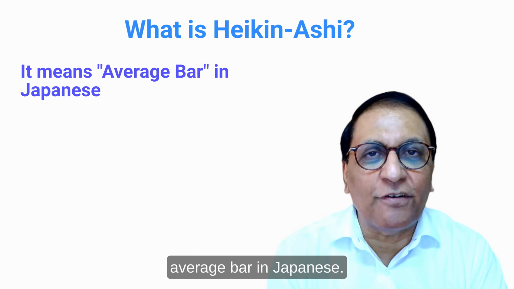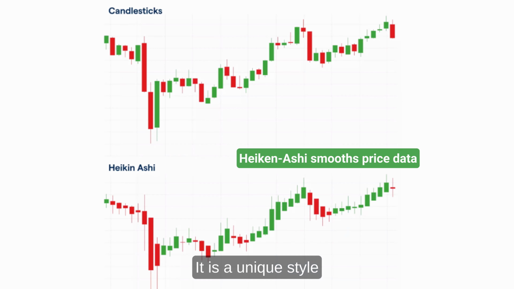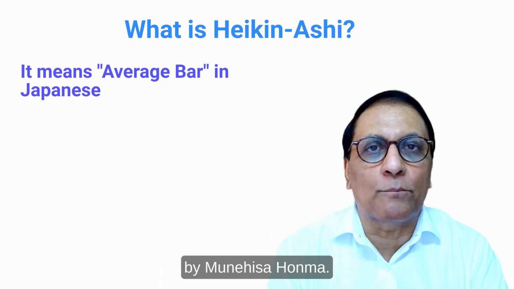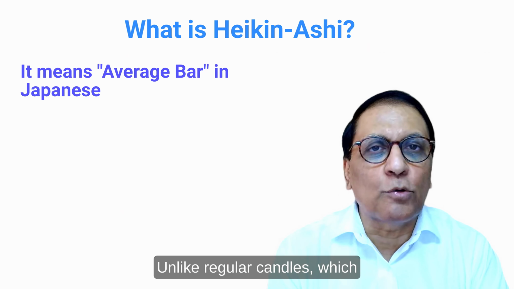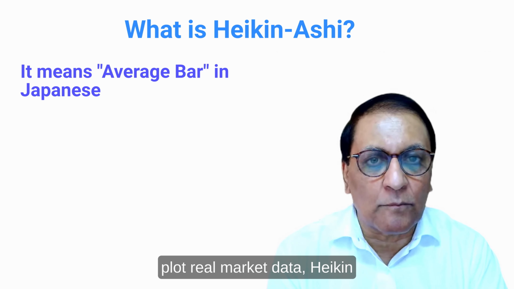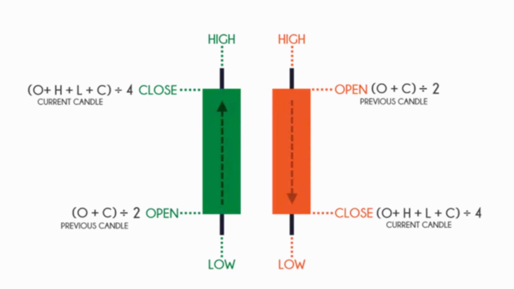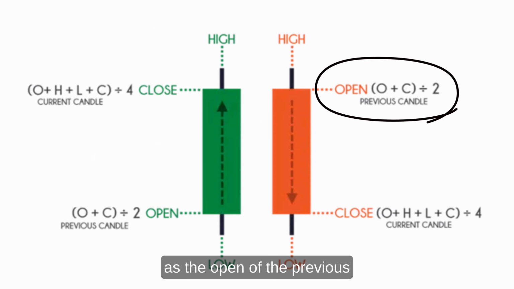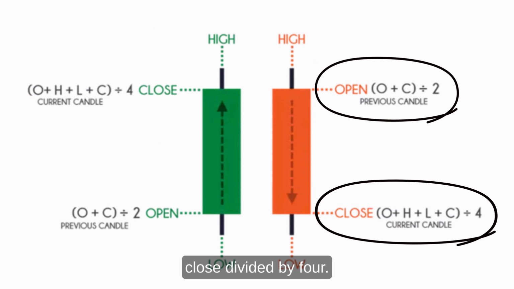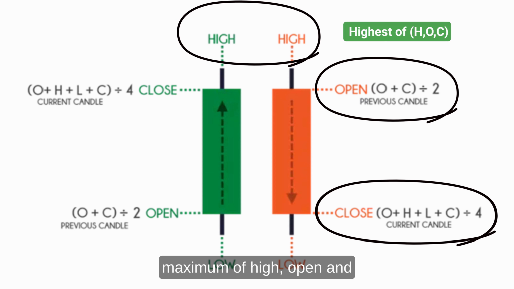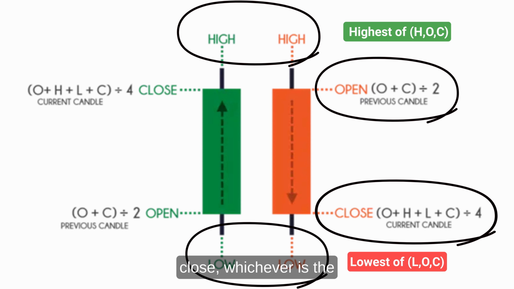Heikin Ashi means average bar in Japanese. It is a unique style of candlesticks that smooths price data. It was formulated in Japan by Munehisa Homma. Unlike regular candles which plot real market data, Heikin Ashi calculates and plots open, high, low, close differently. The open is defined as the open of the previous candle plus the close of the previous candle divided by 2. The close is the open, high, low, close divided by 4. With the new open and close calculated, the high is the maximum of high, open and close, whichever is the highest, and the low is the minimum of low, open and close, whichever is the lowest.